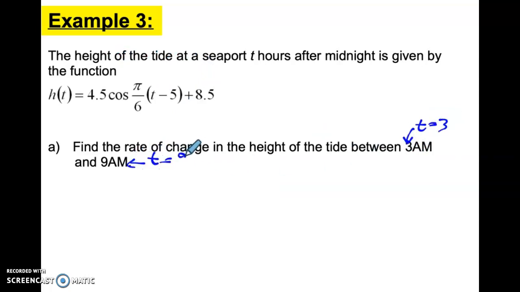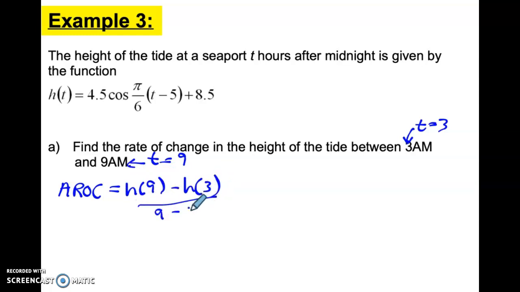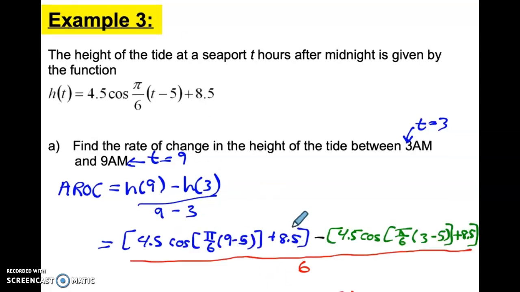t would equal 9. Since they're giving us two values and we're finding the rate of change between them, we're really finding average rate of change. So we're just going to do h at 9 minus h at 3 all over 9 minus 3. So take a minute, fill that in, and work it out. Okay, so I have plugged everything in. I'd recommend simplifying this a little bit before you plug it into the calculator, because a lot of people will try and plug it into the calculator wrong.